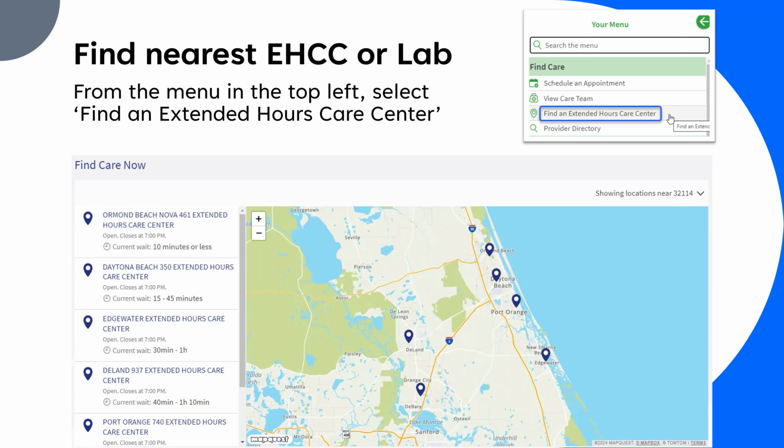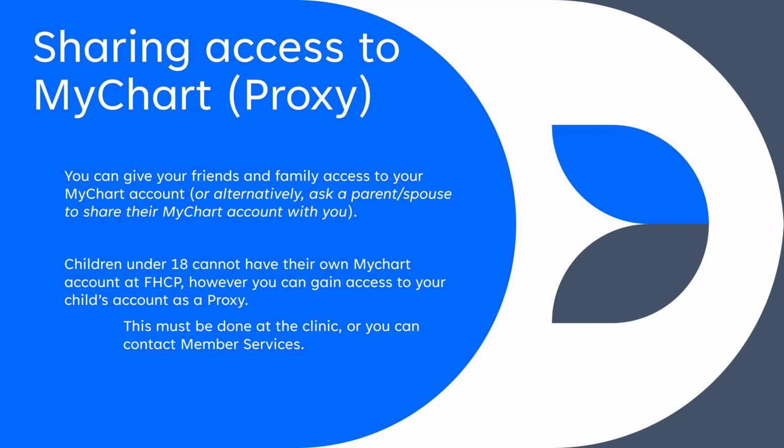The last thing I want to talk about is sharing access with your MyChart. So you can give your friends and your family access to your MyChart account so they can see all of your information, and you can choose what level of information you want to share with them, whether it's just clinical information, or if it includes scheduling and messaging, etc. It's also nice if you have a parent or spouse who has a MyChart, you can have them share their account with you, and you can see all their information.